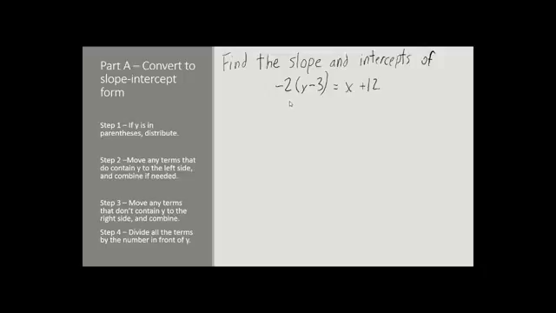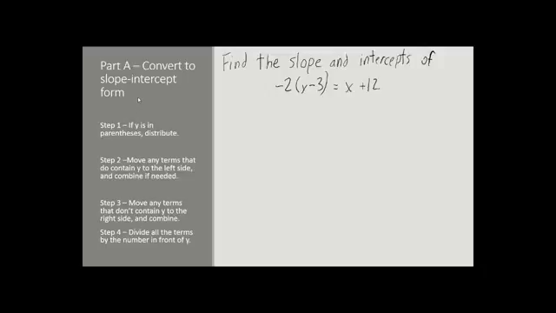So for this problem, I have kind of a messy looking line here. -2 times the quantity y minus 3 equals x plus 12. Now, it seems a little difficult to find the slope and the intercepts of this, so what we want to do is to convert this equation to slope-intercept form.